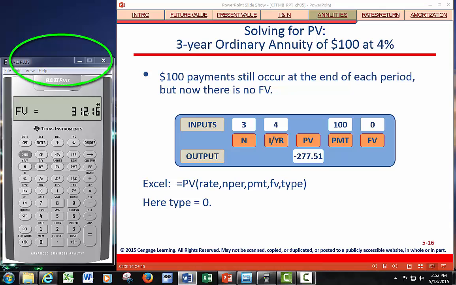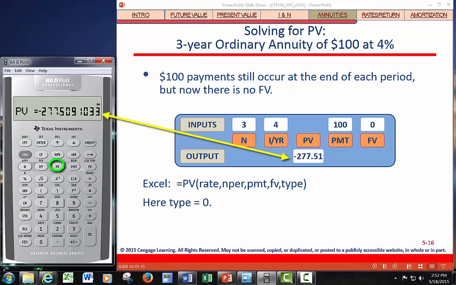It is just as easy to calculate the present value of this same ordinary annuity. Again, make sure that your calculator is in end mode. Here I will type 3 N, 4 I/Y, 100 payment and 0 future value. Then I'll hit compute present value.